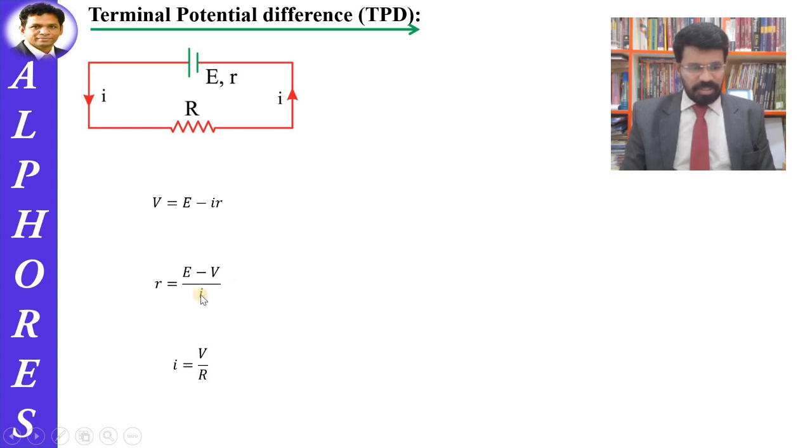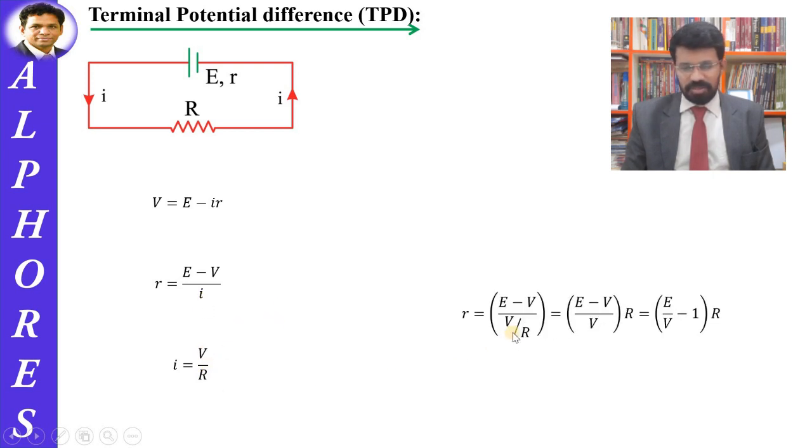Further, this I in the denominator can be replaced with I is equal to V by R, where this V is the terminal potential difference. If I is replaced with V by R, see what we get: (E minus V) by V into R. So you can divide with V, and you will have (E by V minus 1) into R. So the internal resistance of a cell is equal to (E by V minus 1) into R, isn't it?